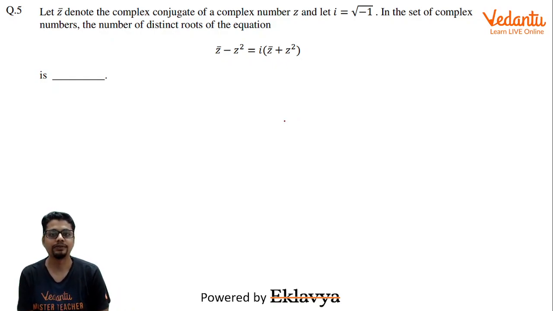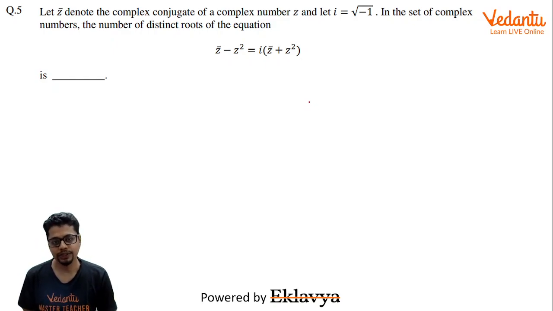We are discussing JEE Advanced 2022 Paper 1, and the question for this video is this. Let z bar denote the complex conjugate of complex number z and let iota equal root of -1. In the set of complex numbers, the number of distinct roots of the equation z bar minus z square equal to iota times z bar plus z square is. So we are going to see a couple of ways to solve it.